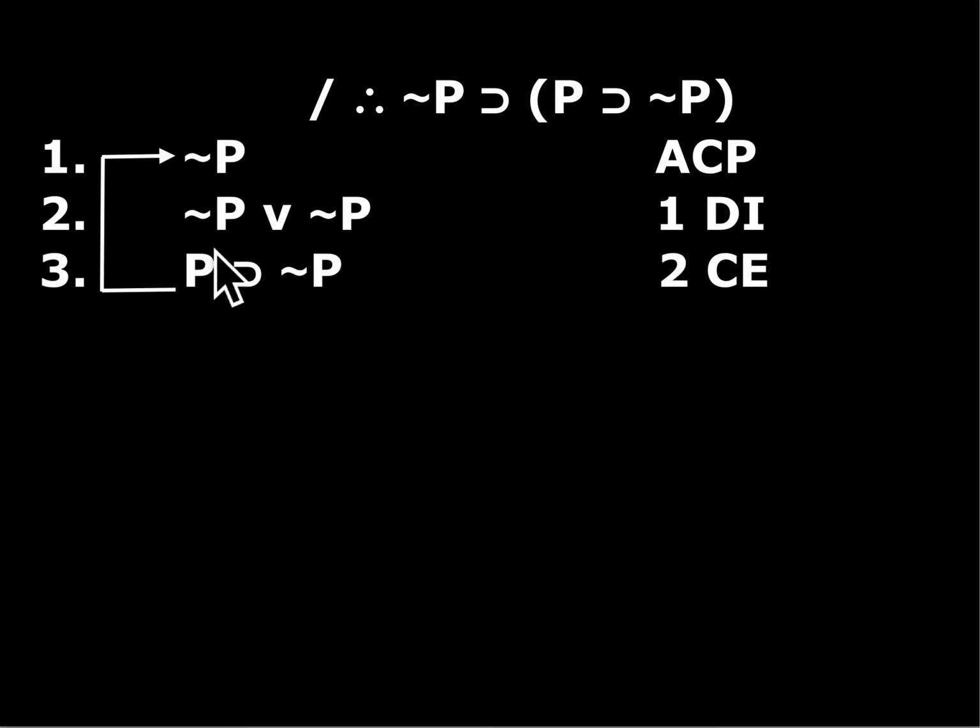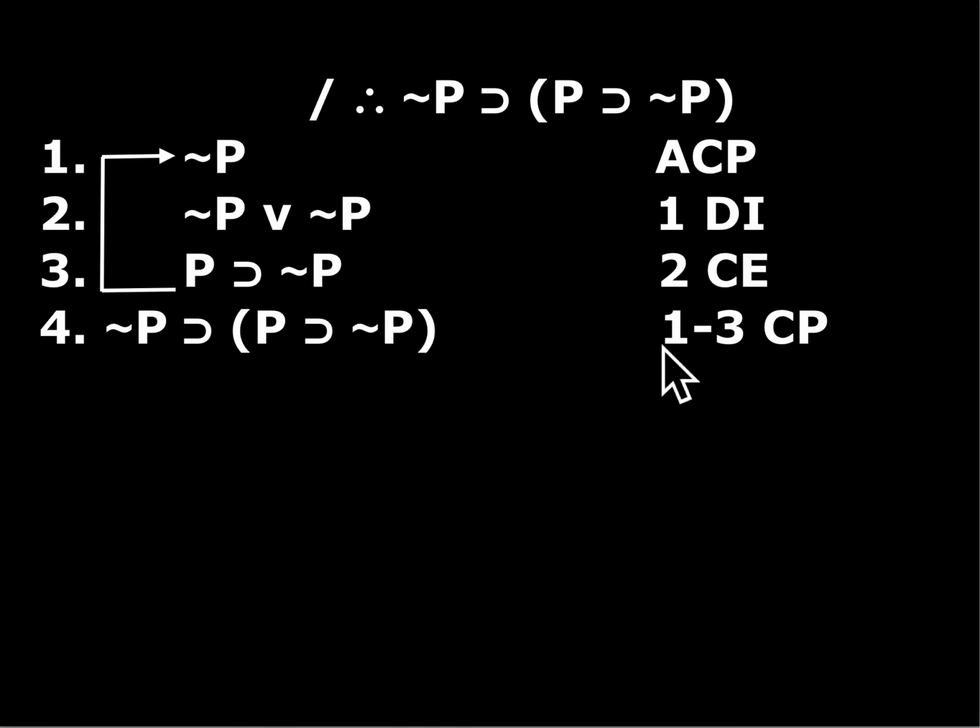proof. Next line has to be a conditional whose antecedent is my ACP, consequent is my last line. If not P, then if P, then not P. Justification is 1 through 3 conditional proof.